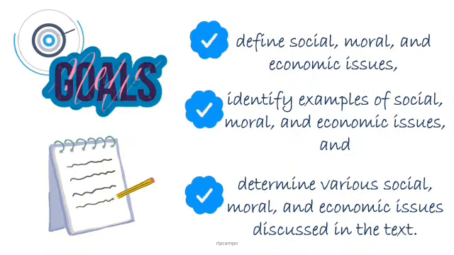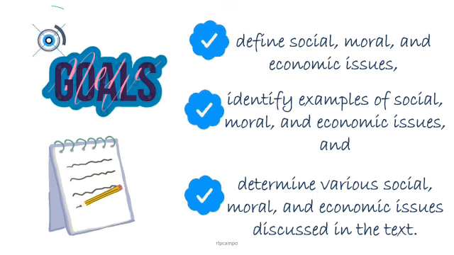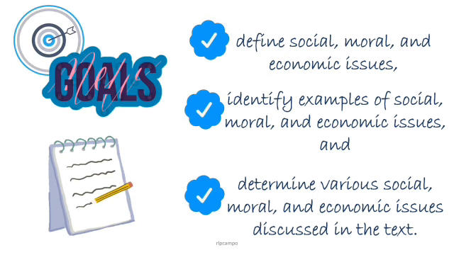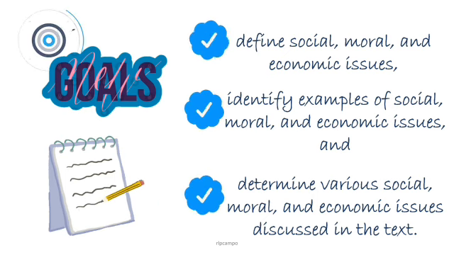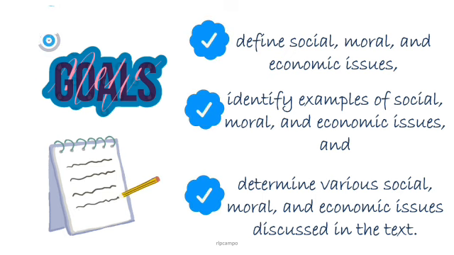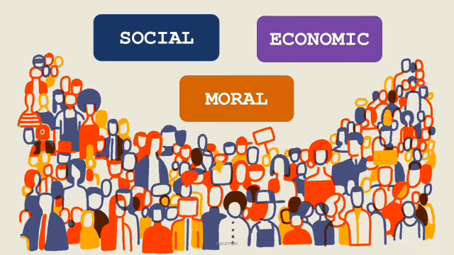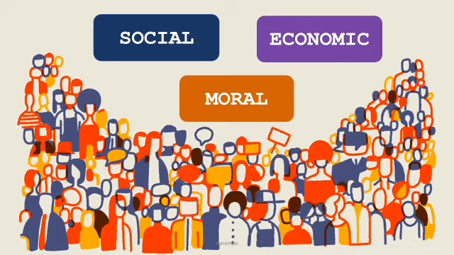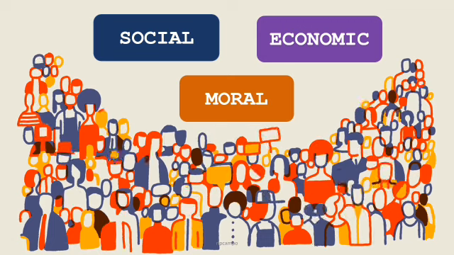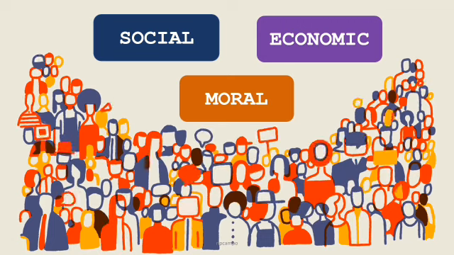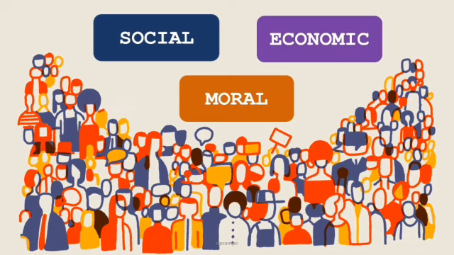These will be our goals for today's lesson. First, define social, moral, and economic issues. Next, identify examples of social, moral, and economic issues. And determine various social, moral, and economic issues discussed in the text. Let us define first these important terms, the social, moral, and economic, before identifying the examples in each category.